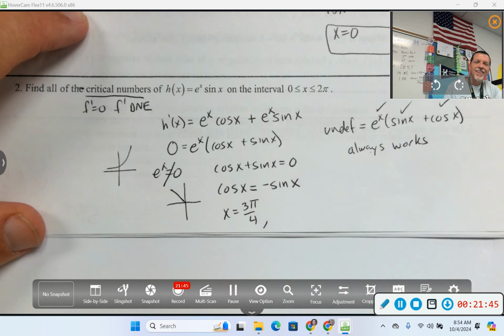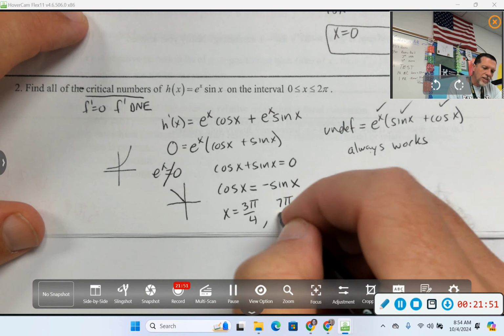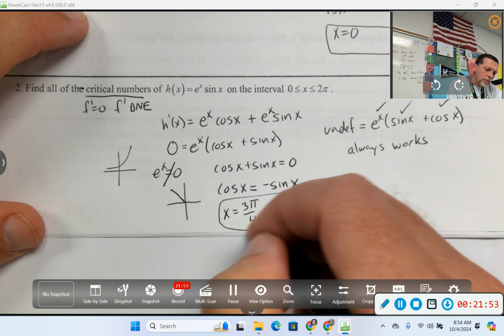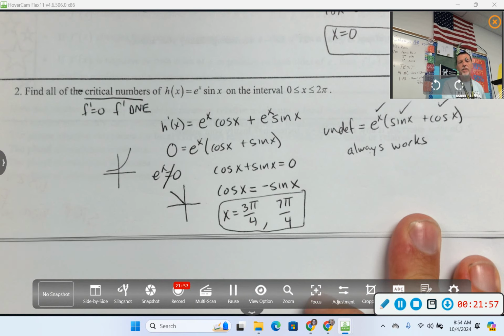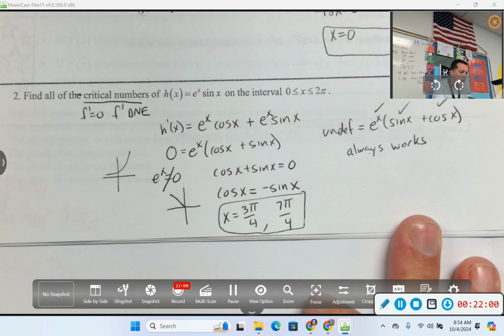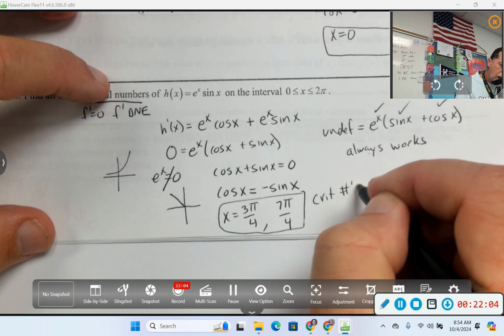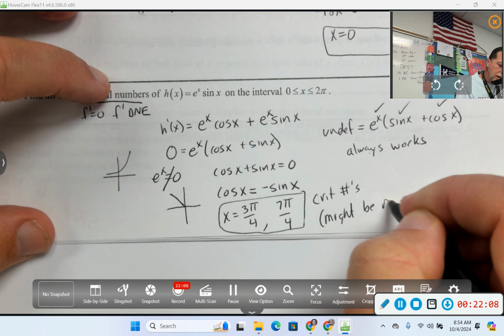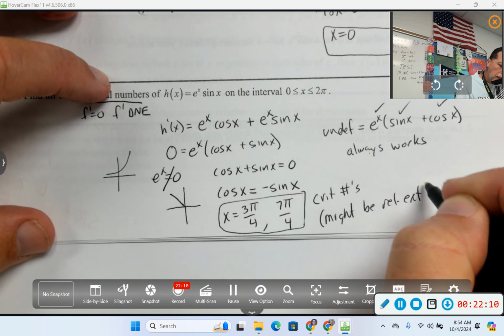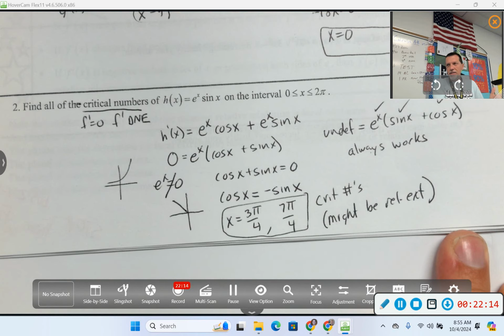And 7 pi over 4. Because they're both root 2 over 2, and in the second and fourth quadrant they have different signs. So there's my critical numbers for that graph. And so those are definitely critical numbers, which means they might be relative extrema. Okay, we're not worried about relative extrema yet, but one step at a time.